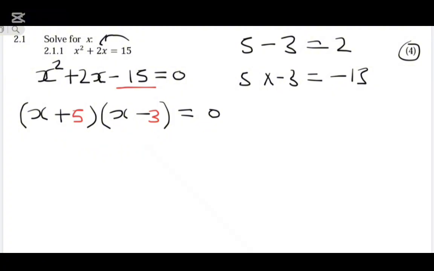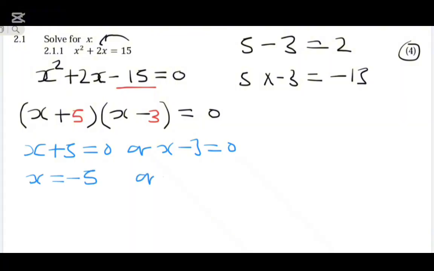So here, we're just going to use the zero factor law. The zero factor law is that when we have factors multiplying each other just like this, and we have 0 at the end, we equate each and every bracket to 0. So we're going to say x plus 5 is equal to 0, or x minus 3 is equal to 0. Our x here is going to be equal to negative 5, or x is going to be equal to 3. And with this one, we are done, and we take those 4 marks for free.